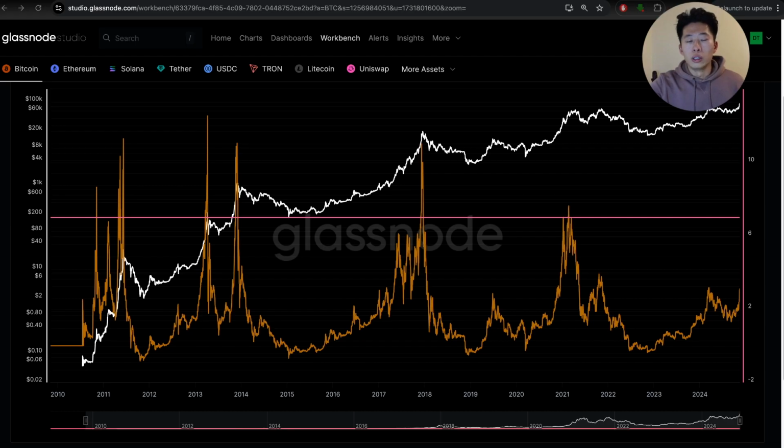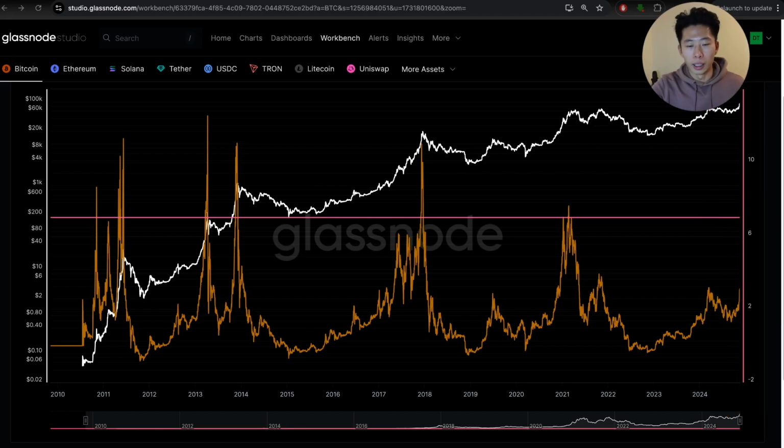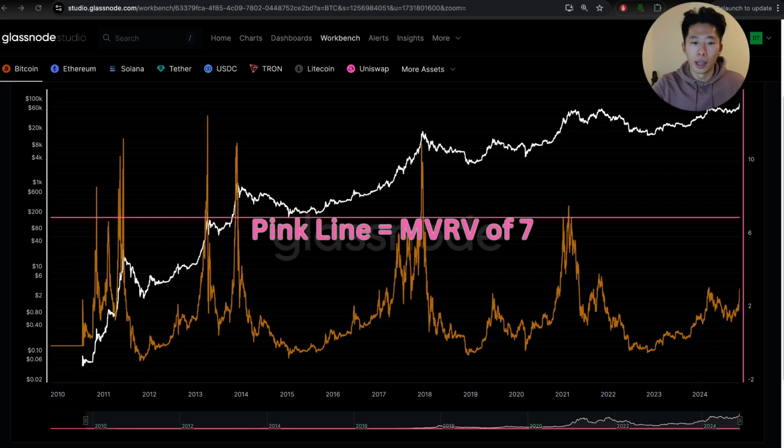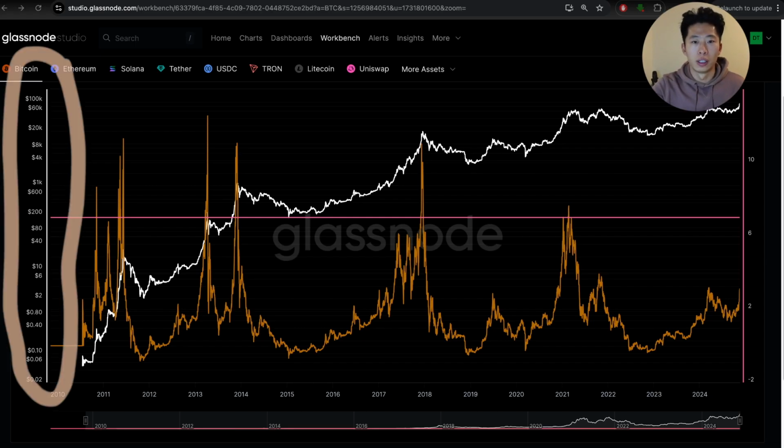Now, moving on to the chart overview. The orange line is the MVRV Z-score, and the y-axis for this is on the right. The pink line is the threshold that signals when the top is near, and this is equal to an MVRV Z-score of 7. The white line is the price, and the y-axis for this is on the left.